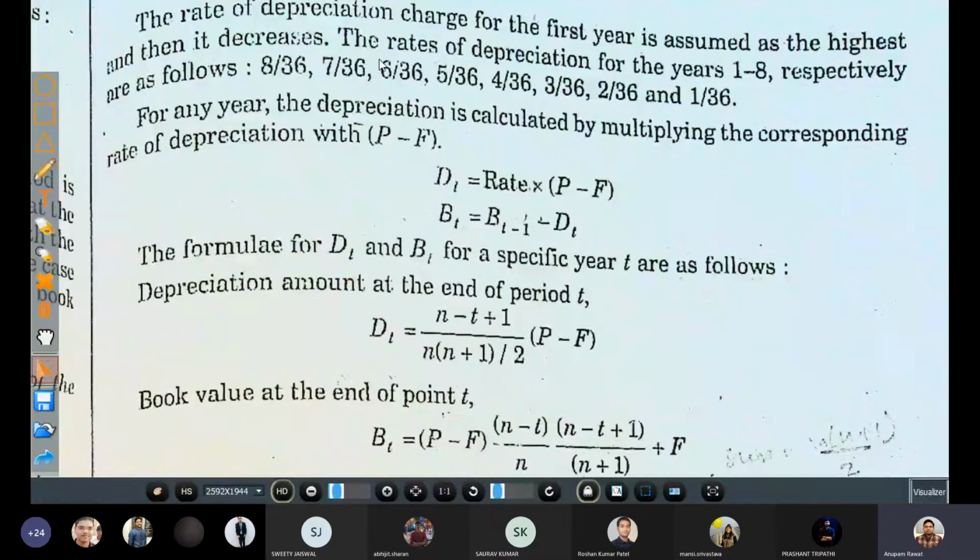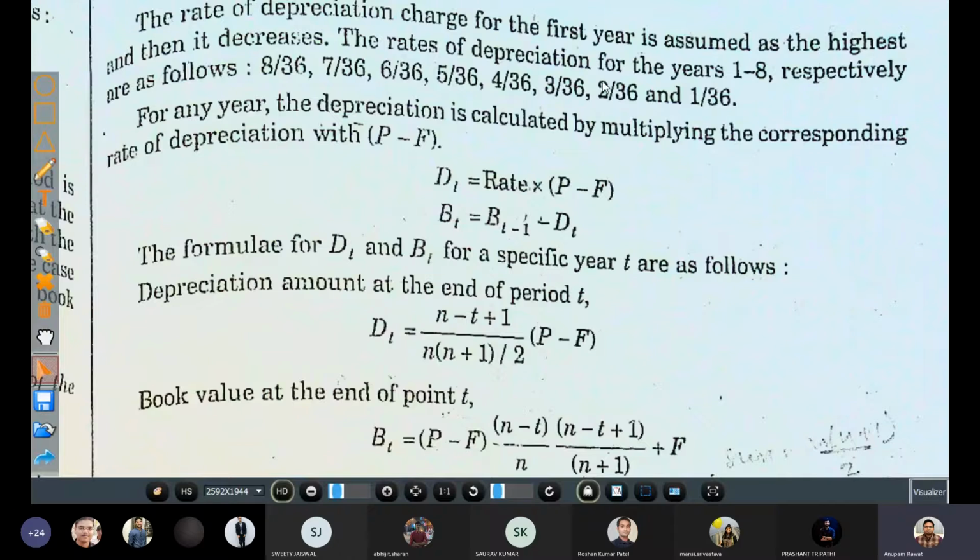You can consider the example of a car or your mobile phone or any such thing. Like if you purchase a car at the price of 4 lakh rupees, then at the end of the first year, its cost is reduced by more than a lakh rupees. Afterward, it is depreciating slowly. So for any year, the depreciation is calculated by multiplying the corresponding rate of depreciation.